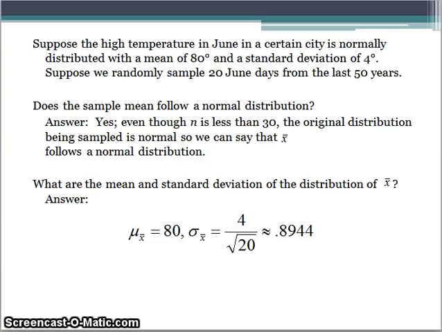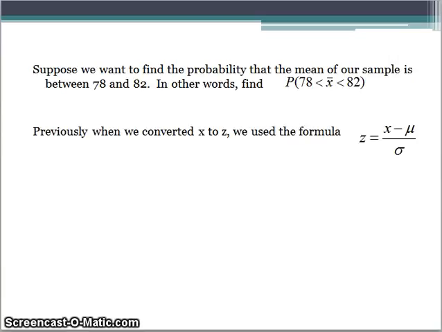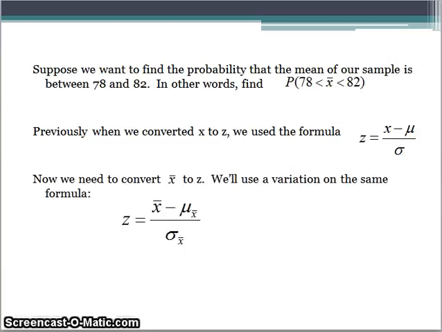Okay, so now we can use that to find a probability. If we wanted to find the probability that the mean of the sample of 20 that we took is between 78 and 82 degrees, that would be the probability 78 less than X bar less than 82. In the last section, when we needed to convert X to Z, we subtracted mu and divided by sigma. But now we want to convert X bar to Z. So we're going to use almost the same formula, but instead of subtracting the mean of the X's and dividing by the standard deviation of the X's, now we've got X bars. So we subtract the mean of the X bars and divide by the standard deviation of the X bars.